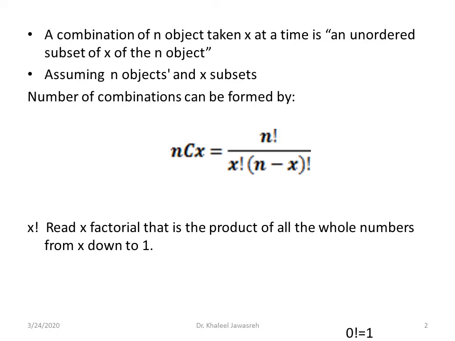It should be read as x factorial, that is the product of all the whole numbers from x down to 1. What does down to 1 mean? In this equation, x factorial is equal to x times (x minus 1) times (x minus 2) times (x minus 3) and so on, down to 1. This is the factorial. In Arabic we call it مضروب العدد, if you return to the secondary school lectures.